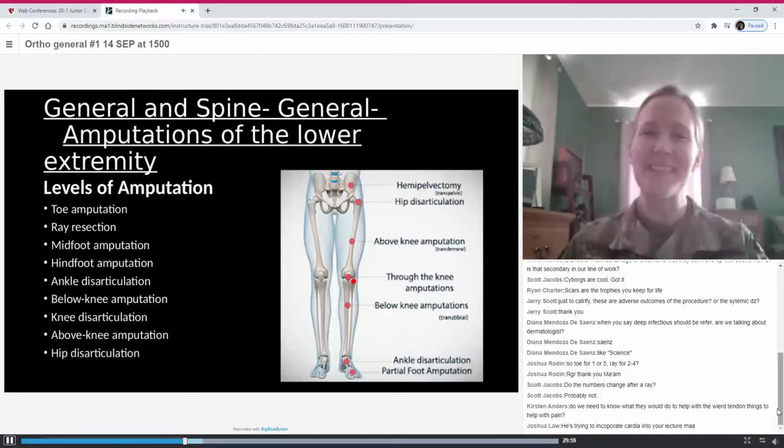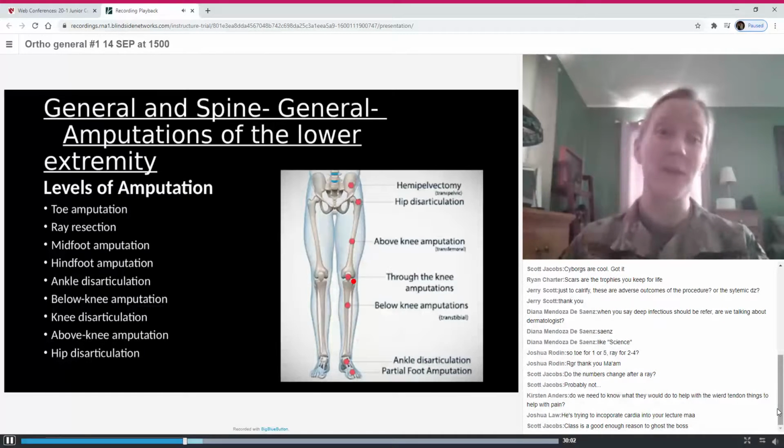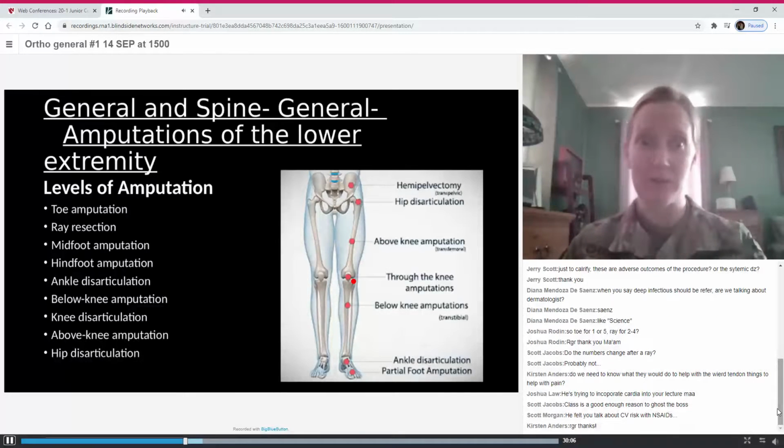Mostly you just need to know the levels, Andrew, so that you can speak articulately about these levels when you are typing up your notes.